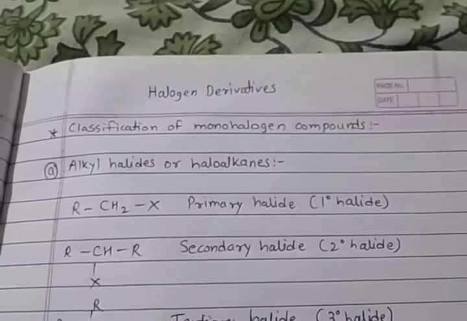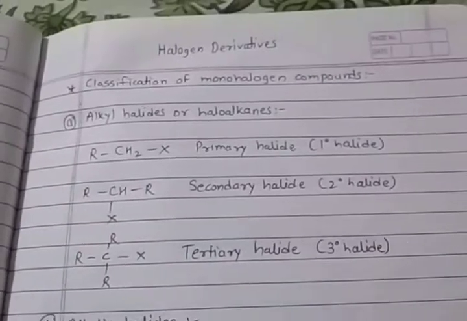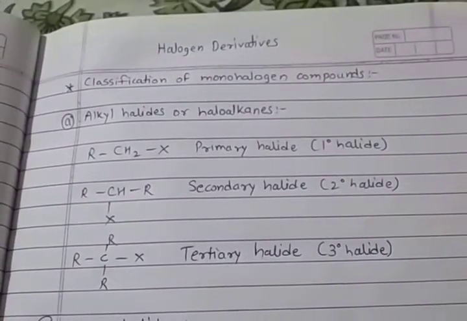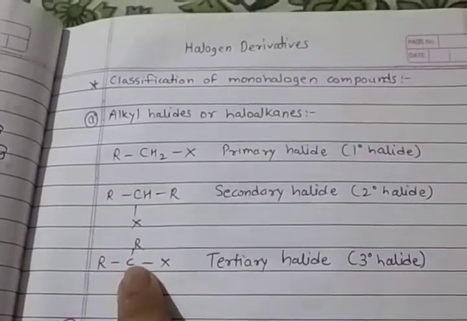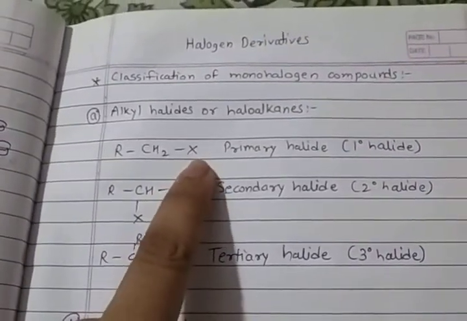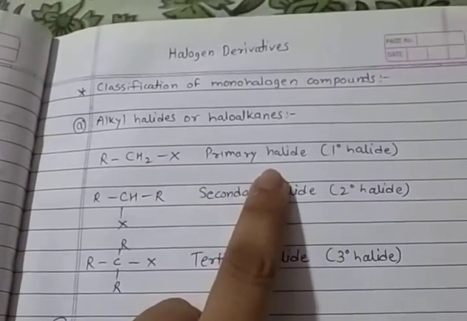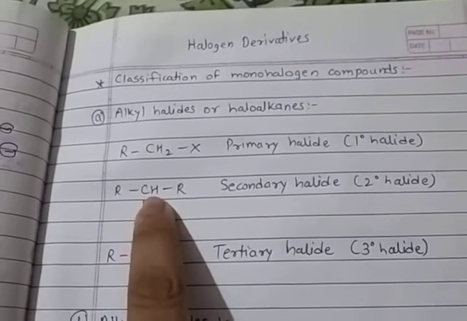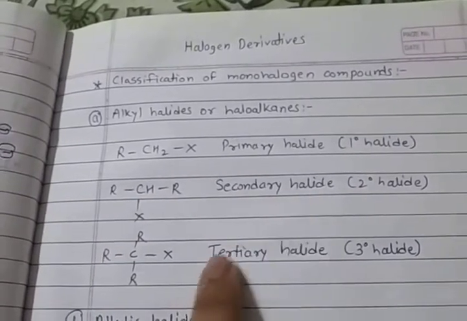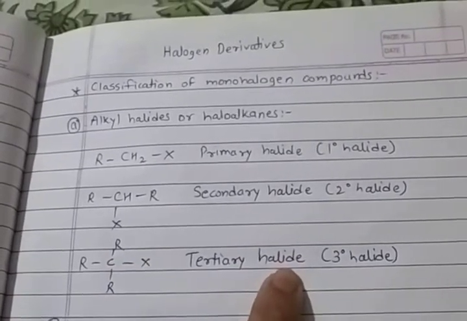Okay, first we'll see classification of monohalogen compounds. So in that first category is alkyl halides or haloalkanes. In that, three subcategories are there. X is halogen. So when halogen is attached to CH2, it is primary alkyl halide. When halogen is attached to CH, it is secondary alkyl halide. And when halogen is attached to only carbon, it is tertiary alkyl halide.